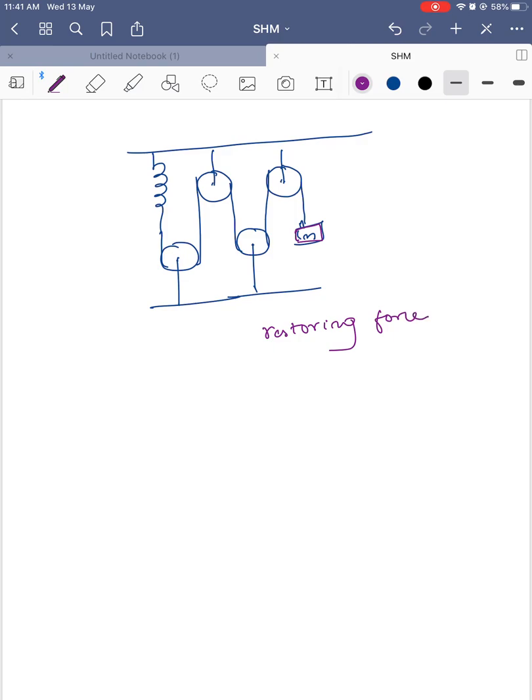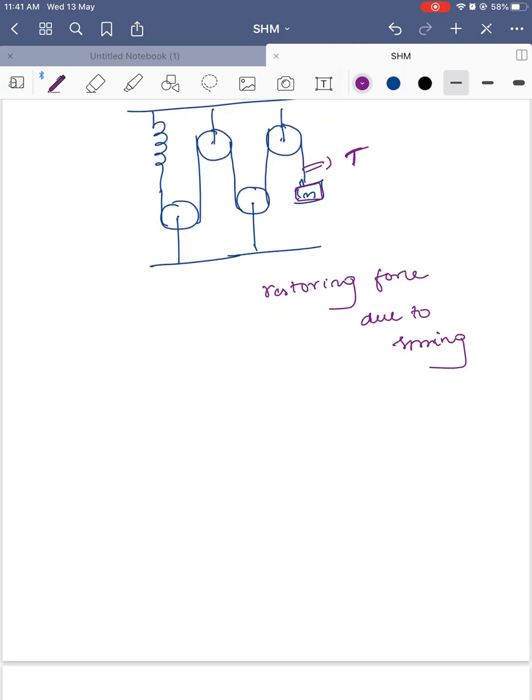That restoring force is due to whom? Spring. Restoring force is due to the spring, but the immediate cause of the restoring force is nothing but tension. The immediate cause of the restoring force is the unbalanced force. So let's write: if I displace the body by x, the restoring force is due to tension.